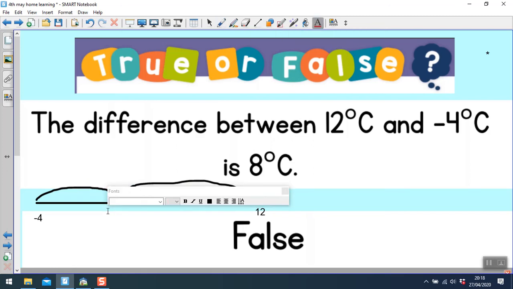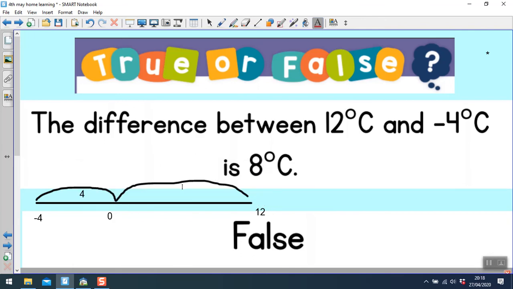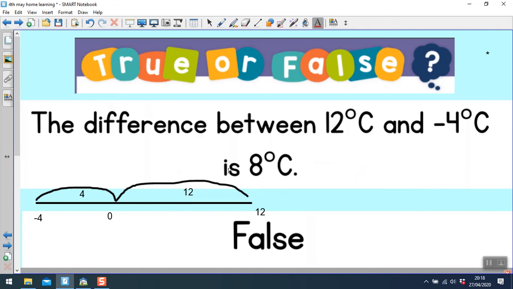So negative 4 add 4 makes 0. 0 add 12 is 12. So the difference between negative 4 and 12 is actually 16 degrees. 12 plus 4 is 16. So you could say it's false because the difference between negative 4 and 12 is actually 16 degrees Celsius.